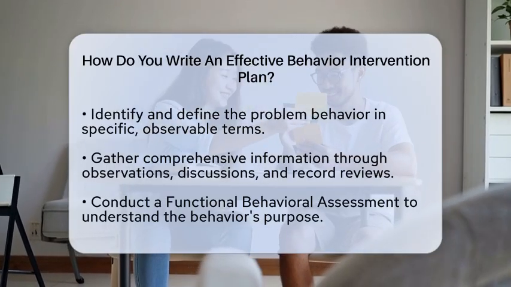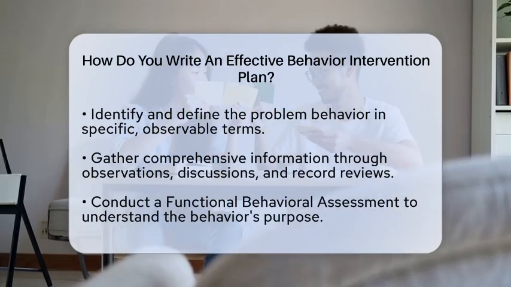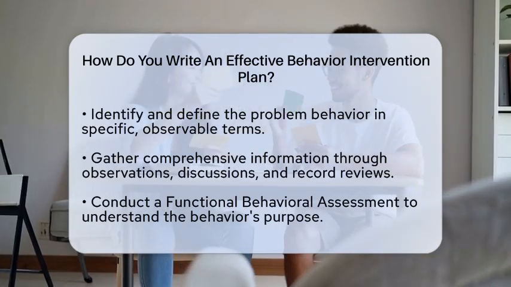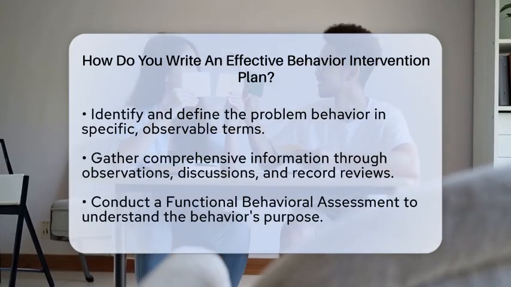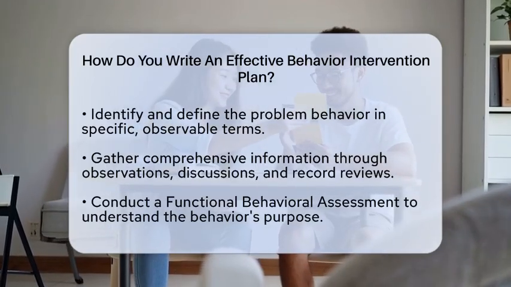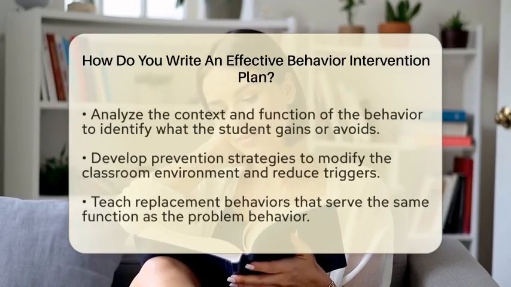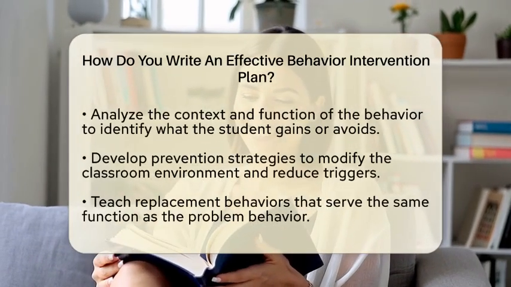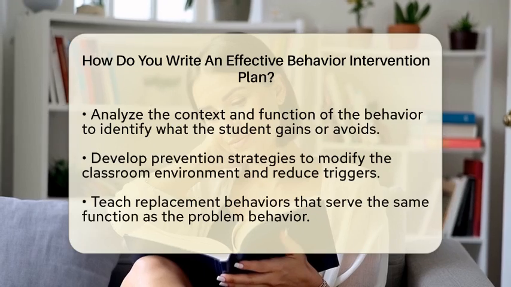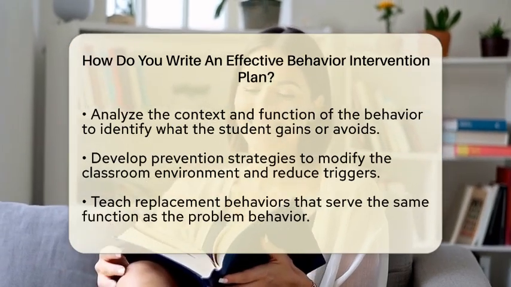Next, gather comprehensive information. Collect data through observations at different times and settings. Talk to colleagues or specialists and review any existing records. Understanding when and why the behavior occurs is essential. Conducting a functional behavioral assessment can help identify the purpose of the behavior.